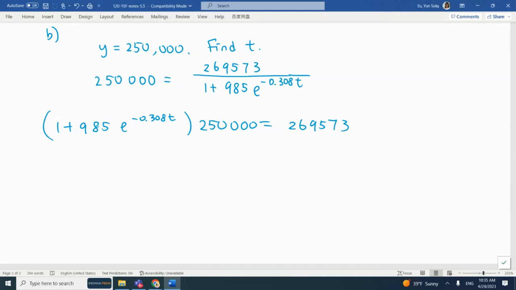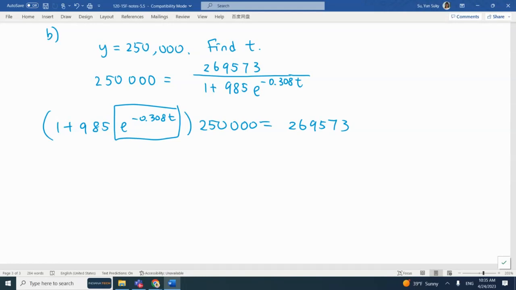Now we want to divide by this. Is that okay, everybody? All right, we get to this step. We want to isolate the exponential term, but it was in the denominator. That's why we cleared the denominator. So we multiplied this on both sides to get rid of it. And now we want to solve for the exponential term. We want to isolate this. So you want to get rid of the 1, the 985, and the 250,000.